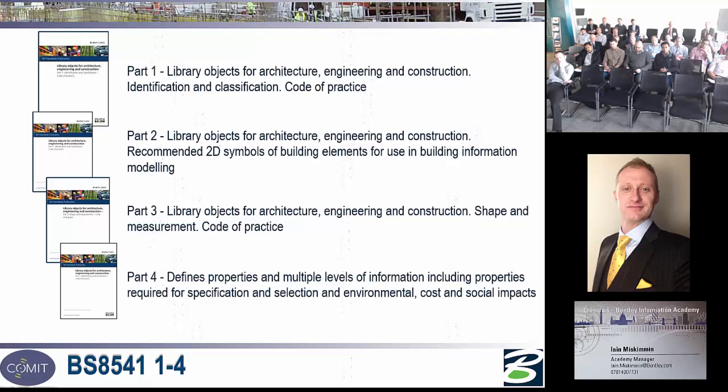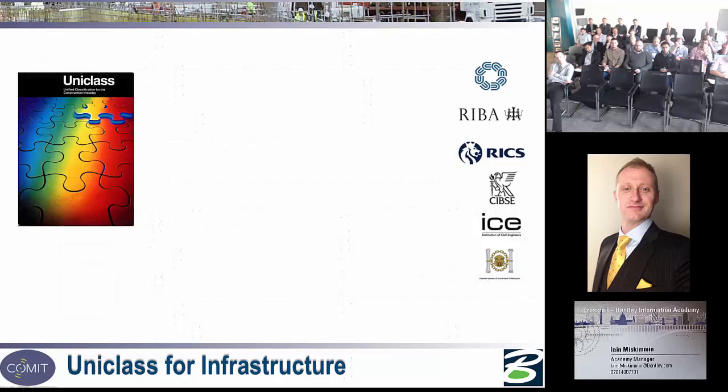Now, what actually goes into this lot, the standard itself doesn't tell you precisely what goes in here. What it does is say you need to have a classification system, you need to have a standard library, etc. And in the employer's information requirements, it will say you need to use this library, you will need to use this classification standard, you will need to use X, Y, and Z. That's why the EIR needs to be extremely clear about what it's delivering.